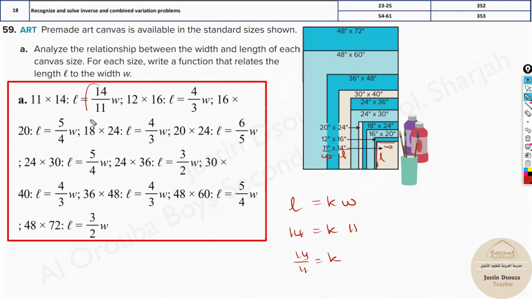So substitute this as the k value. So L is equal to kW. So substitute over here. Same thing you do for the other sizes. But remember, the first one is width, second one is length. And then you can easily find it out the same way.